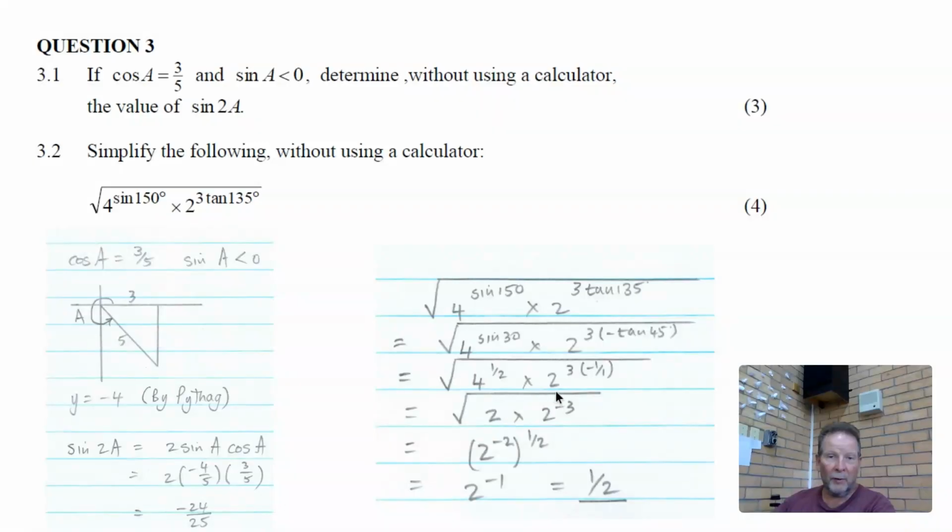4 to the half is 2. 2 to the negative 3. Well, you could do it this way. That's maybe even better. You go 2 times 2 to the minus 3, that's 2 to the minus 2. I'd make it a quarter, and the square root of a quarter is a half. Raise it to the half power, that's what a square root is. Minus 2 to the half power is minus 1, and 2 to the minus 1 is a half.